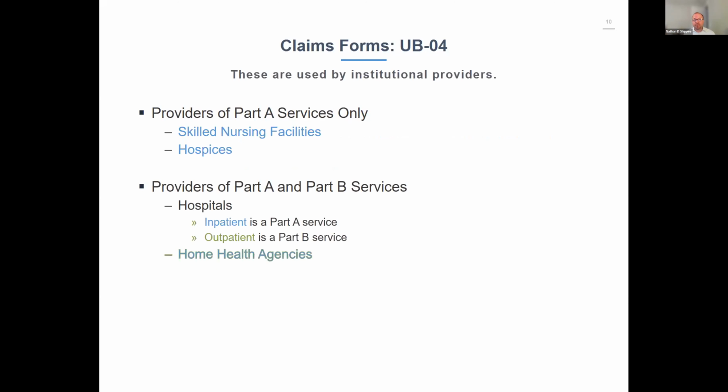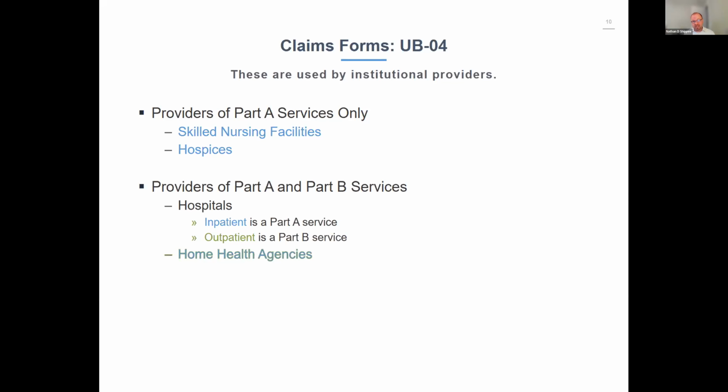So providers of Part A services only, we saw about 4 categories of those that provide Part A services. Well, 2 of them, usually you're only going to see just the Part A. So you have skilled nursing facilities, or SNFs, and you have hospice. But we also have providers of Part A services that sometimes provide Part B, right?